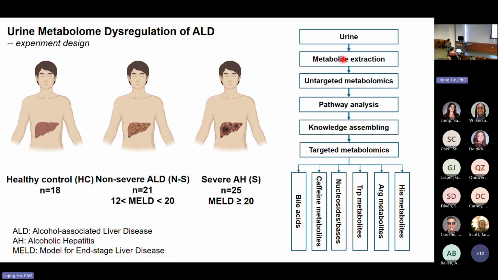After extracting the metabolites from the urine samples, we first did untargeted metabolomics and, using all the significantly changed metabolites, did a pathway analysis to see which pathways were significantly changed and what classes of metabolites were significantly changed in these urine samples. After that, we did a targeted analysis for confirmation.